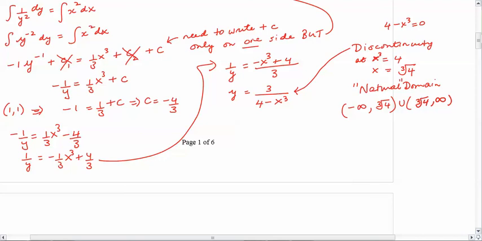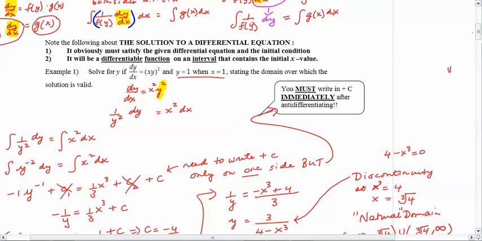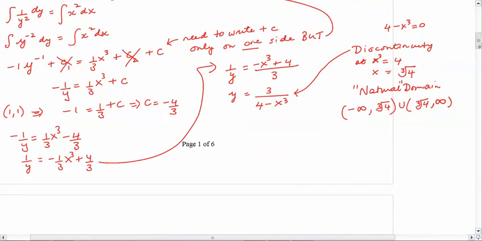Now remember, domain is all about x values, so we look at the x value of the given point, which is 1, and I have to decide which branch contains x is 1. Well, if I check on my calculator, the cube root of 4 turns out to be 1.587. So which branch will have x equal 1? It'll be in this branch, the first one.